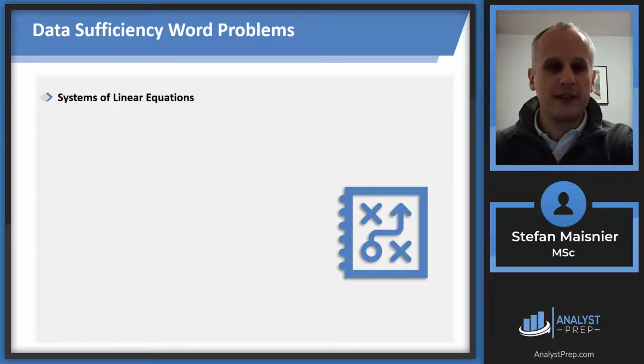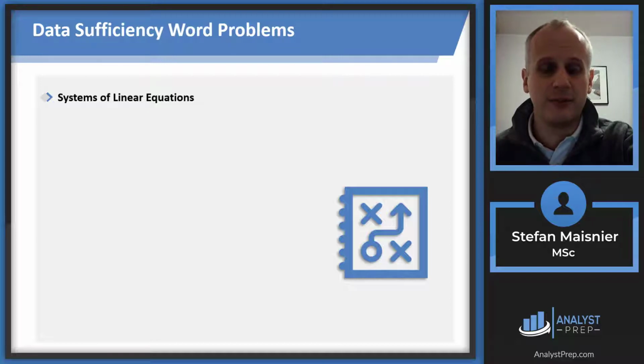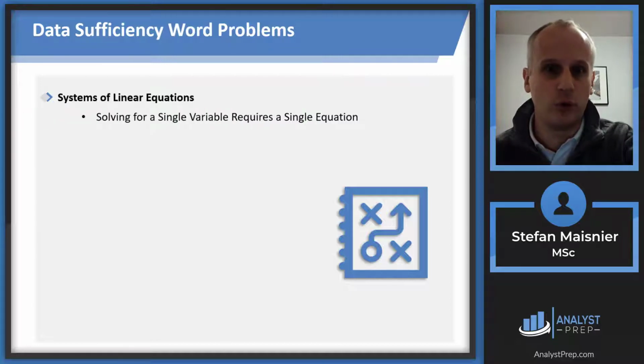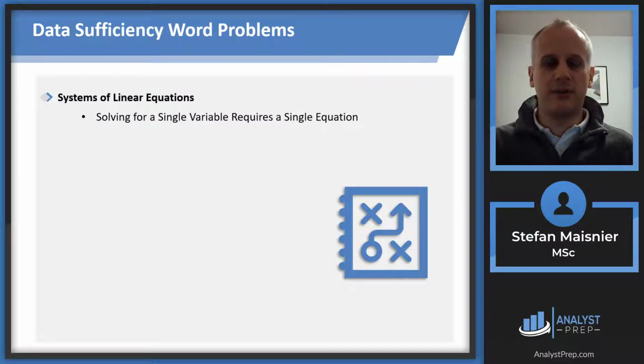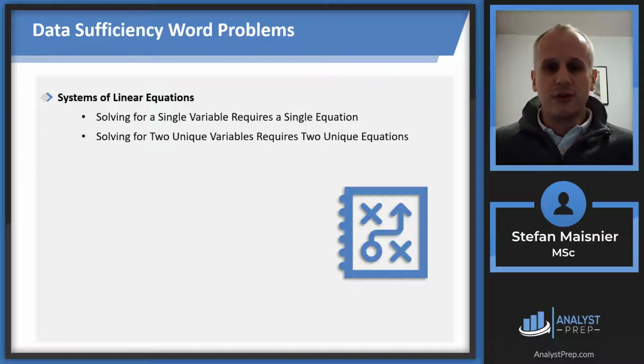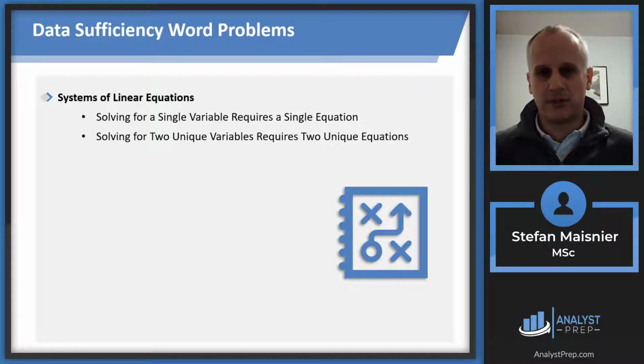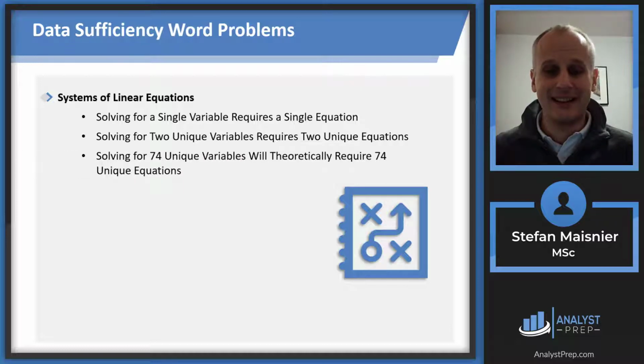So then, when it comes to data sufficiency word problems, what you're really looking at are systems of linear equations. And you have to remember the golden rule, as it were, for linear equations, which is that to solve for a single variable requires a single equation. So if we've got a variable of x, we need one equation to solve for that variable of x. Now, for linear equations, as it pertains to these data sufficiency word problems, we know that solving for 2 unique variables will in theory require 2 unique equations. So if I've got variable x, variable y, I'm going to need 2 equations in order to solve for x and y individually.